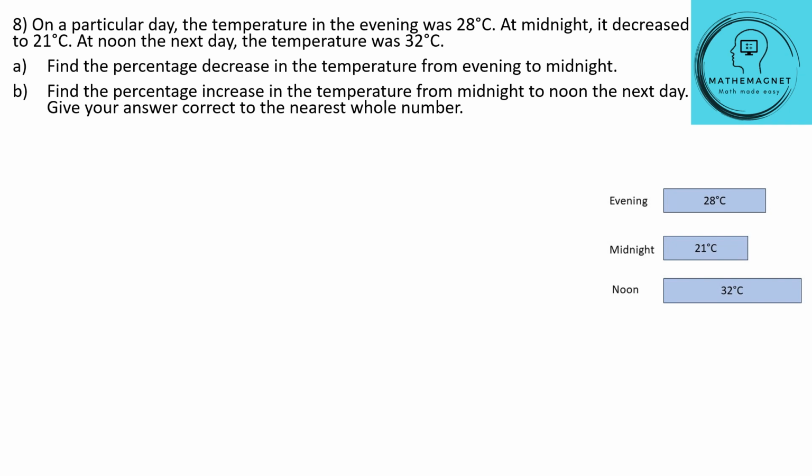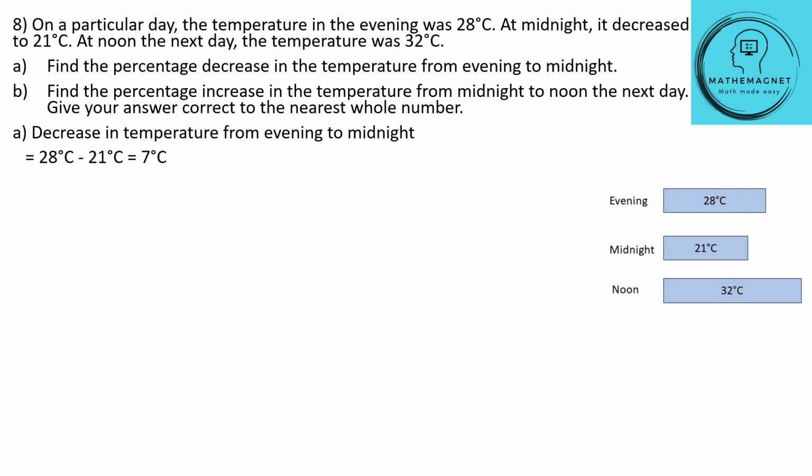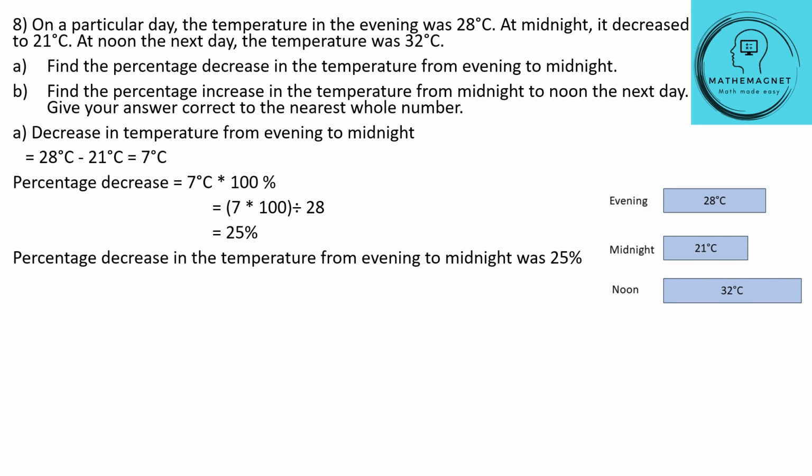So let's begin by drawing a bar model. We know evening was 28 degrees Celsius, midnight was 21 degrees Celsius, and noon the next day was 32 degrees Celsius. Okay, so first we are going to compare between evening and midnight. For that, the decrease in temperature from evening to midnight will be 28 minus 21, which is 7 degrees Celsius. So the percentage decrease will be 7 degrees Celsius into 100% to convert it into percent. So that will be 7 into 100 divided by 28, or rather you can also do: 28 degrees Celsius is 100%, 7 degrees Celsius is how much percent? So 7 into 100 divided by 28, which is equal to 25%. So there was a 25% decrease in temperature from evening to midnight.